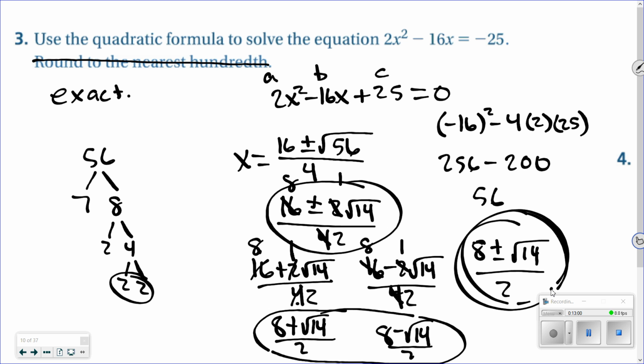Now, the original question said round to the nearest tenth. If we wanted to, we could go back. If you want to get into decimals, you could go 8 plus the square root of 14, and that would be some decimal, and divide it by 2. You could change it to a decimal if you wanted to, but in general, unless you're told to specifically, I want you to give the exact answer.